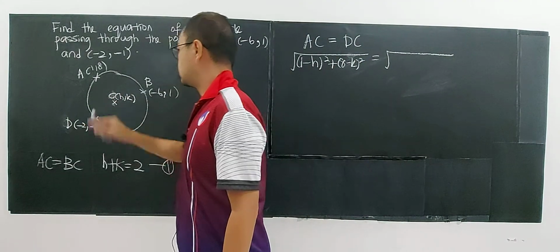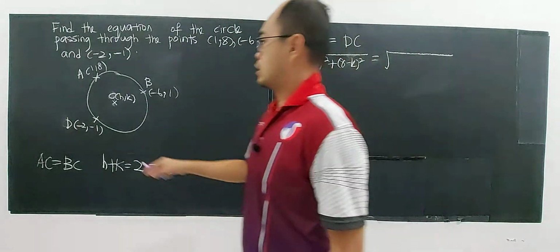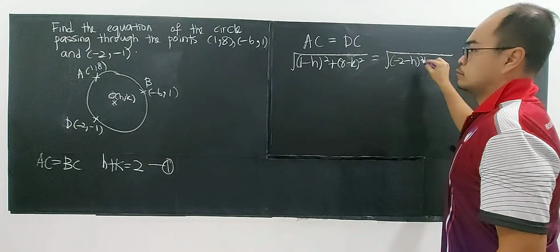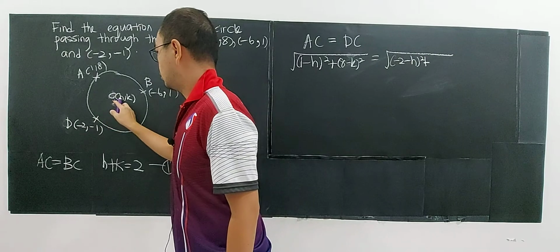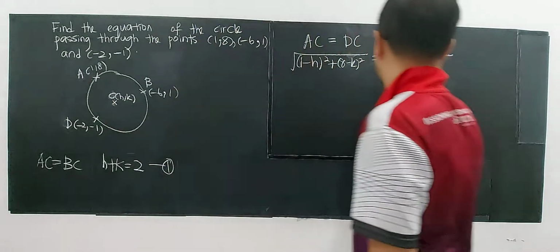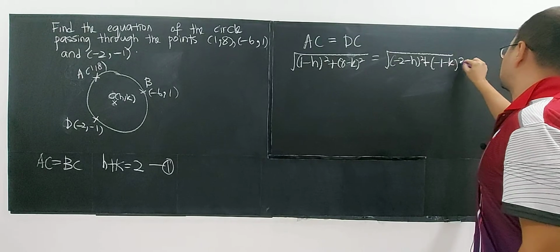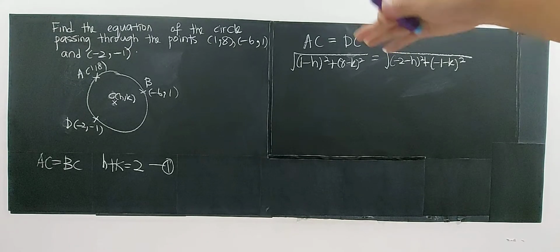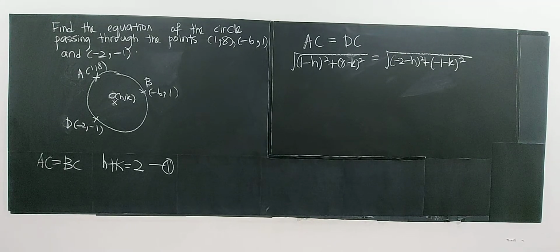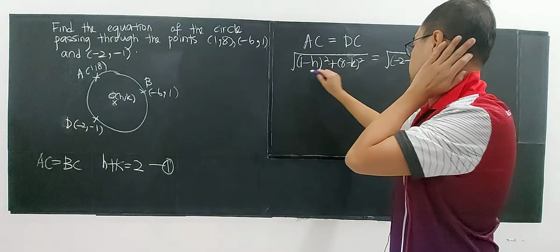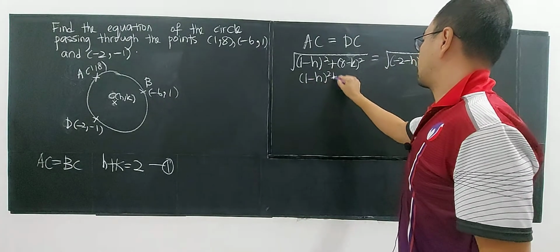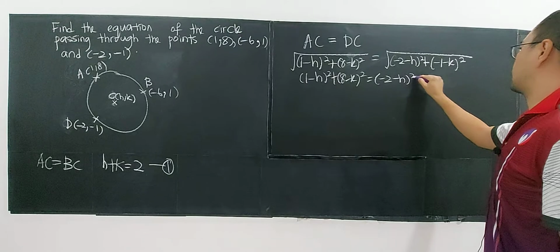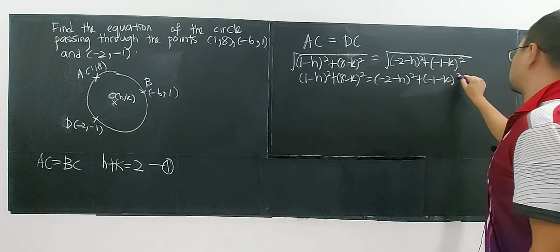And now it's D to C. So it's negative 2 minus h, to the power of 2, x1 minus x2, plus negative 1 minus k, to the power of 2, right? Now we're going to get another equation by simplifying this. Squaring both sides, we have (1 minus h) squared plus (8 minus k) squared equal to (negative 2 minus h) squared plus (negative 1 minus k) squared.